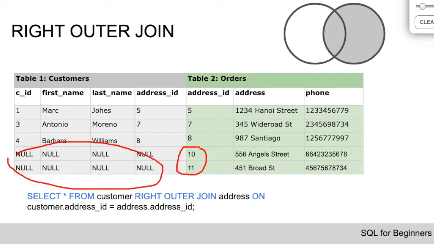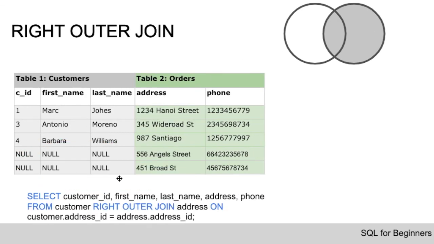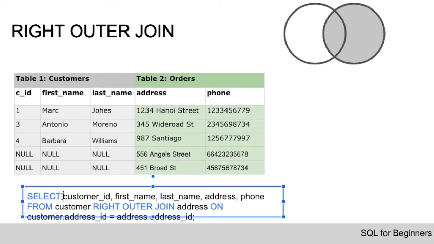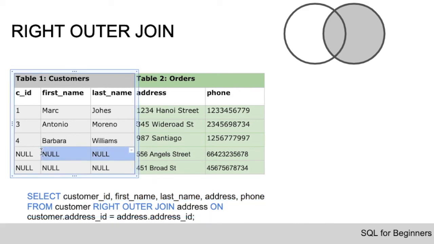Okay, and here we wrote a query and we asked to give only certain fields such as customer ID, first name, last name, address, and phone. So these 2 columns are coming from the address table and these 3 are from the customers table. And we see the null values everywhere where we don't have the customer information per the address table.